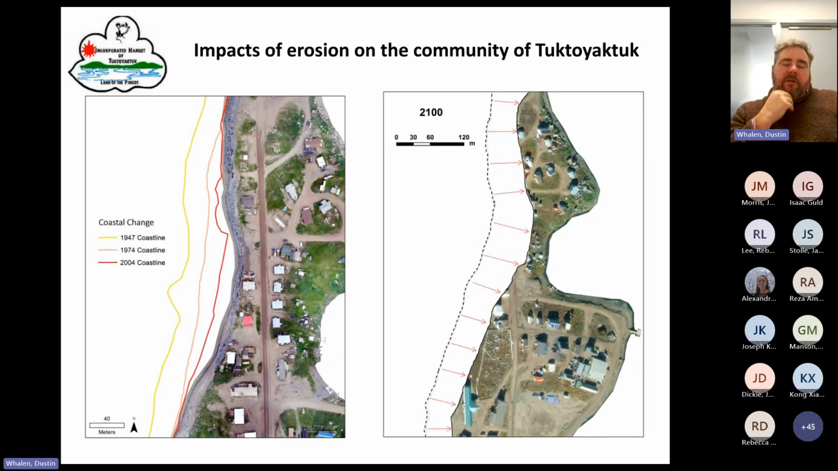So right now, the current erosion rate along the main part of the community is about 1.1 to 1.5 meters a year. There's other parts of the community like Tuktoyaktuk Island that are eroding faster than that. But the main part of the community is eroding at that rate. And this is where people live, and this is where people have to think of ways to adapt and mitigate climate change.